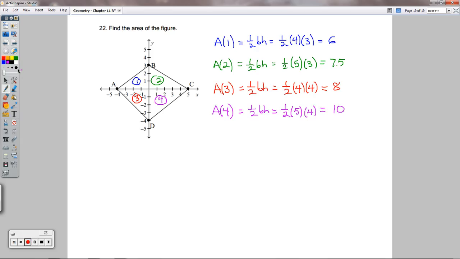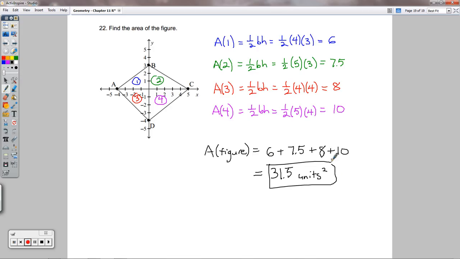So if we add all these together, the area of the figure is all of those added together. 6 plus 7.5 plus 8, 10. And that would be, it looks like I'd have 14, 24 there, 31.5 if I add all that together there. So 31.5 units squared. Another way you could have approached this problem was just to use two triangles.